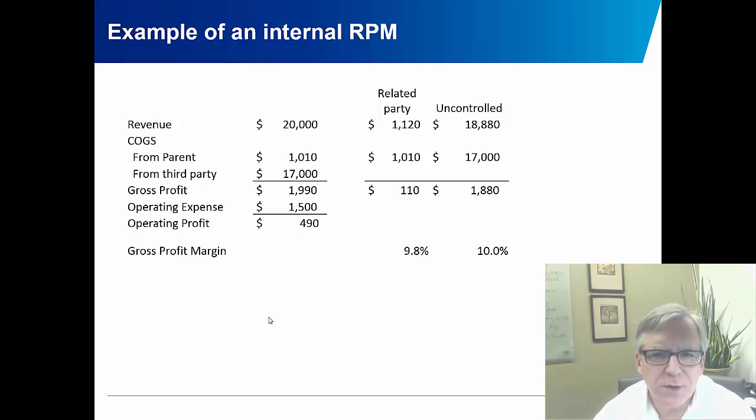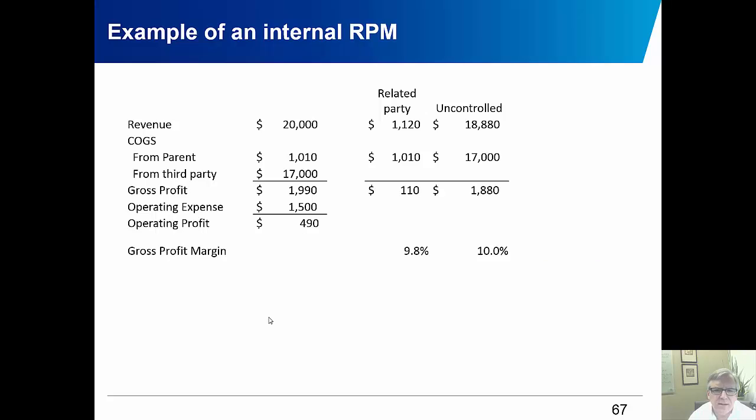Look at the gross margin we make on the related party transactions, 9.8%, which is very close. If we were able to segment the uncontrolled transactions to various different third parties that we might be buying from, there might be a whole range around 10, and that 9.8 is very close to the 10. There's no real indication here that there's a problem in the pricing of the related party transactions. So let's move on from this case and then ask what would happen.